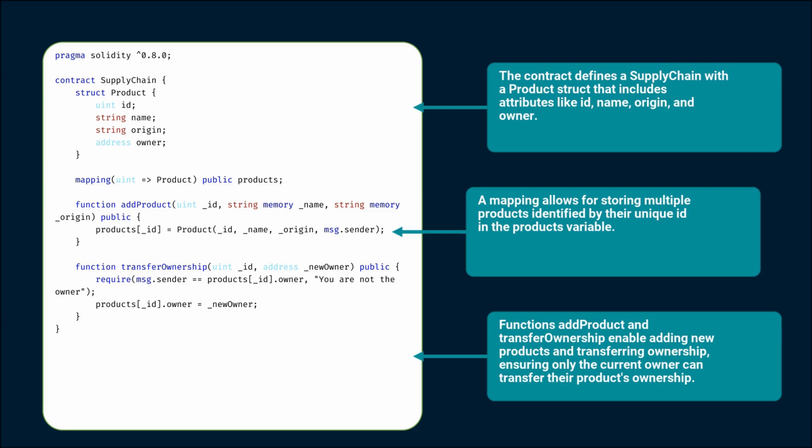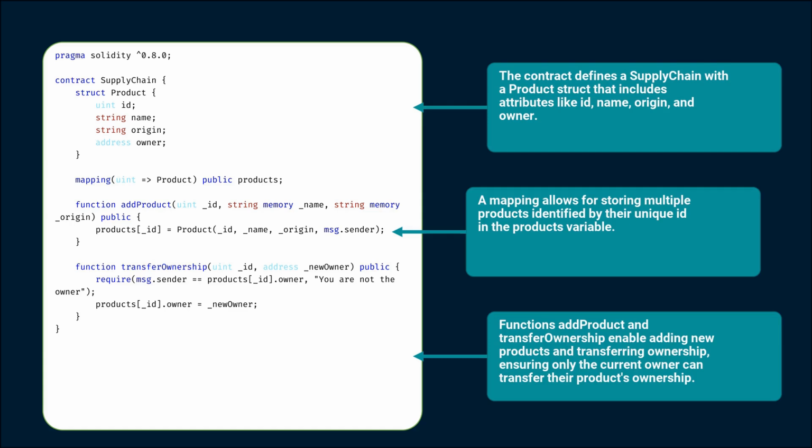The add product function empowers suppliers to register new products by providing their ID, name, and origin. When a product is added, the contract creates a new product instance, assigning the sender's address as the initial owner. Furthermore, the transfer ownership function enables the current owner to transfer ownership to another address. It ensures that only the product's owner can execute this function, reinforcing accountability.